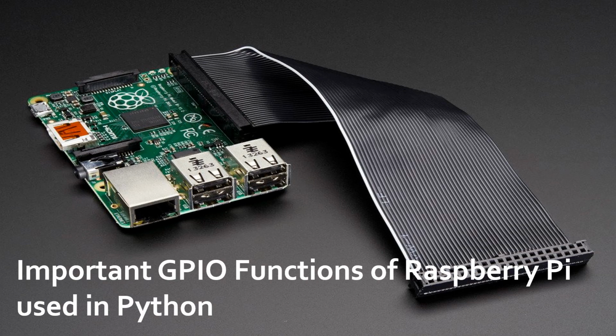Hello everyone. We know that GPIO pins are nothing but general purpose input output pins, and these GPIO pins of Raspberry Pi are used to interface input output devices. So in this video we will go through important GPIO functions of Raspberry Pi used in Python. So let's start with the video.